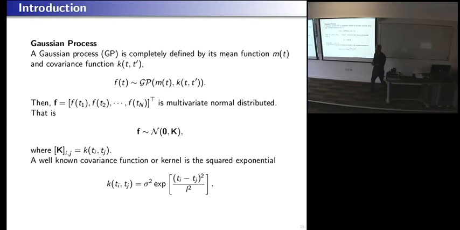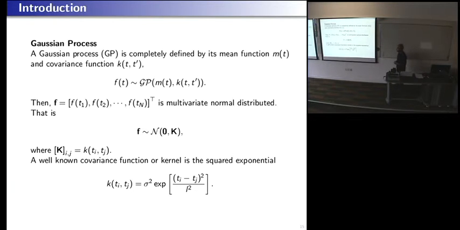A Gaussian process is completely specified by a mean function and a covariance function or kernel. In this case, m(t) corresponds to the mean function and k(t, t') corresponds to the covariance function. Using the definition of a GP, now we know that the vector f will follow a multivariate normal distribution. It's important to clarify that what we use to calculate the covariance matrix of this multivariate normal distribution is the covariance function. So the value of this matrix, row i and column j, corresponds to evaluating the covariance function at those different instances of time.